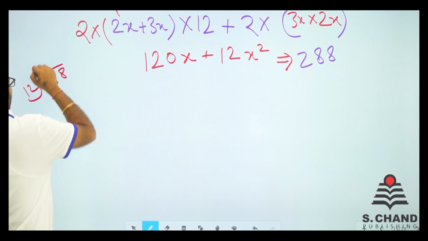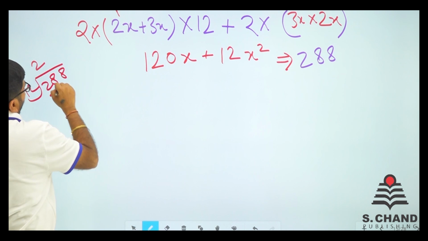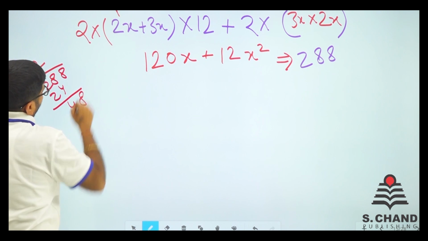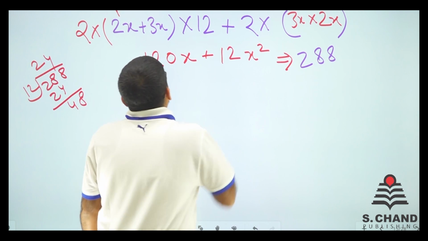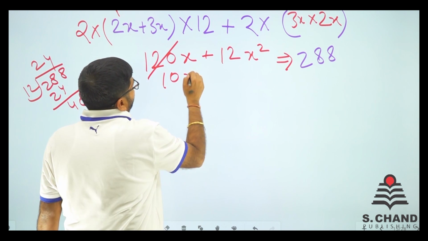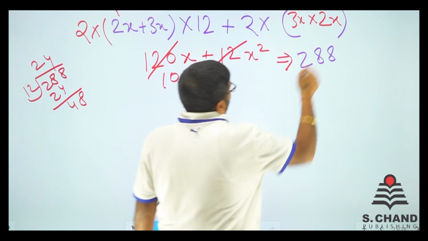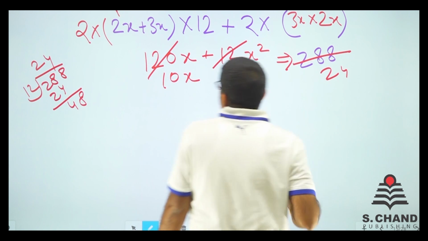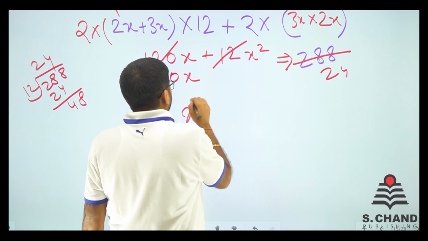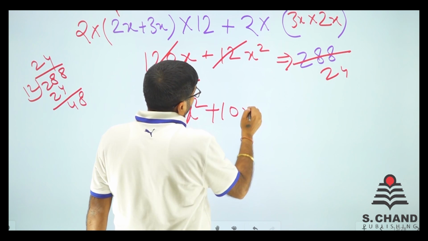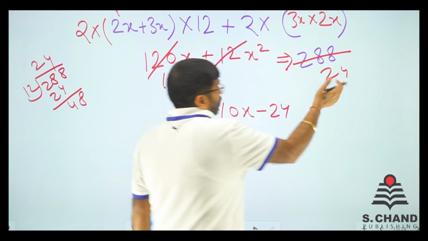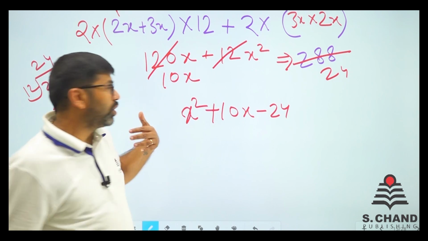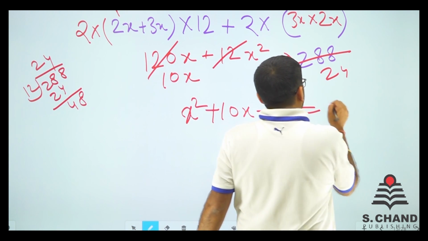Right. So we do it 2 times, that is 24. We get 4 and we get 8. So 48 is 4 times. Right. So just 10x and that is 24. So finally we have arrived at x square plus 10x minus 24. We put this 24 from the right hand side to the left hand side, equal to 0.